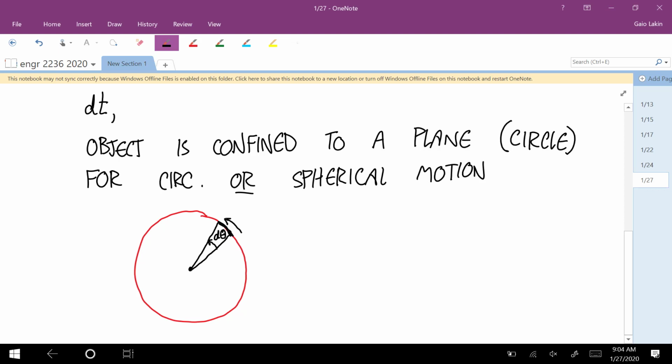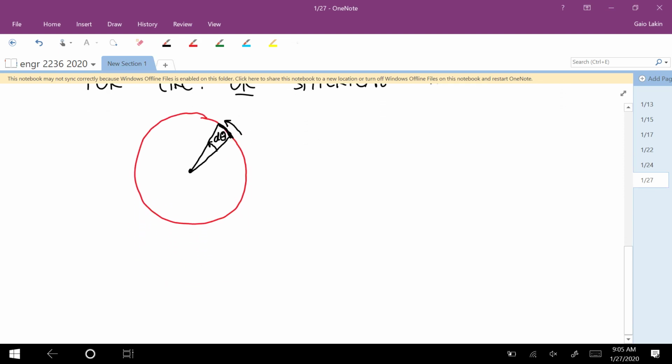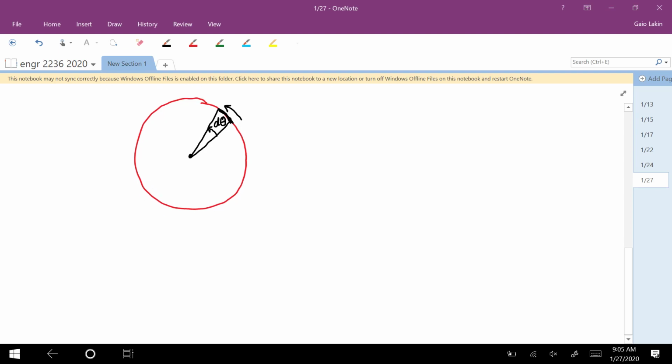If you were thinking about a longer time interval than this infinitesimal dt, then the thing would veer off of that circle if it was spherical. If it was circular, it would stay on that circular path. But for spherical motion, it would veer off and be on a new plane. It's going all over the place. But just for that little tiny fragment of time, it stays in a circular path. Okay, so we can use this idea to define the angular velocity, which is going to be a big deal for circular and spherical motion.